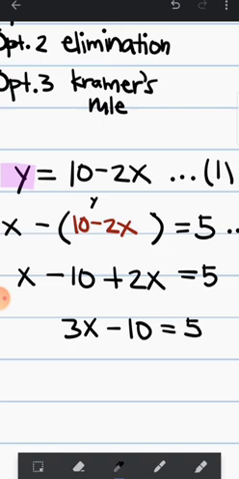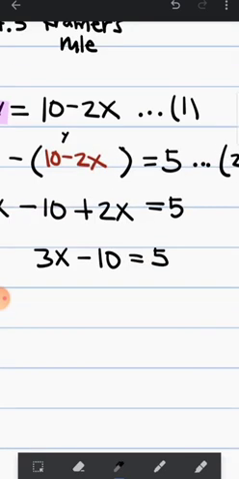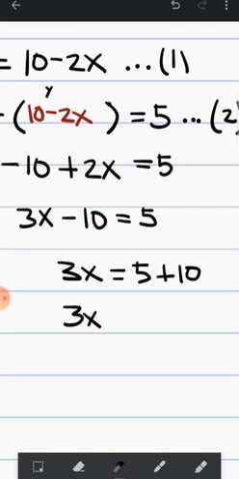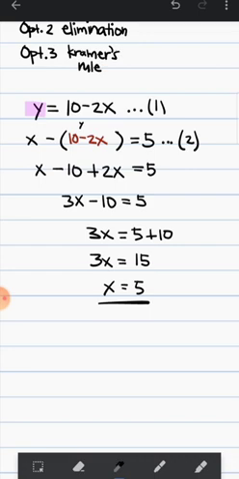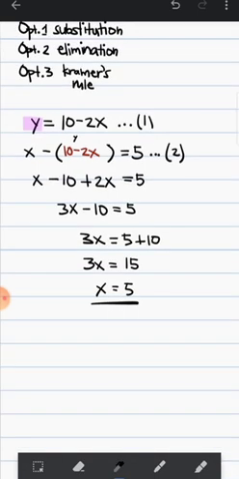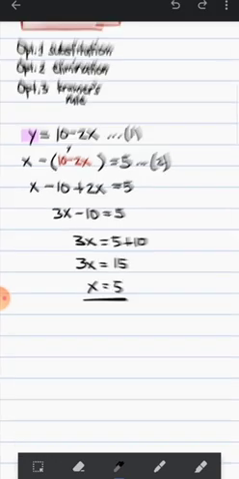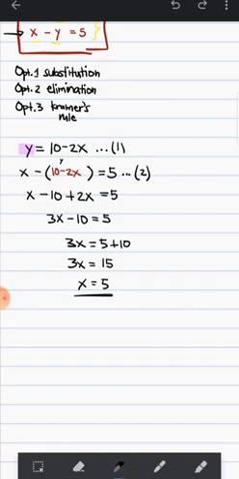to 5. And then transposing 10 to the other side will give me 5 plus 10. And here 3x. So 3x is equal to 15. And thus, we divide both sides by 3. Will give us 5. Because 5 times 3 is equal to 15. So now that I have 5, I can substitute again 5 to any of these equations. It could be here in 1 or here in 2. Anywhere will give me the answer for y.